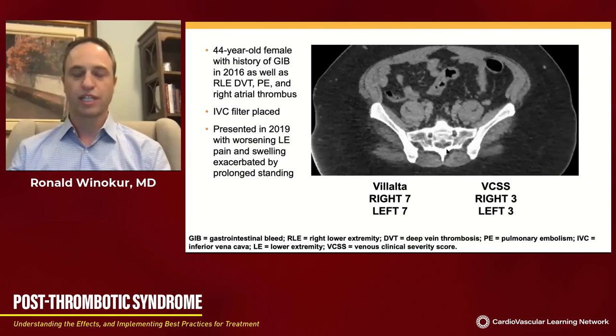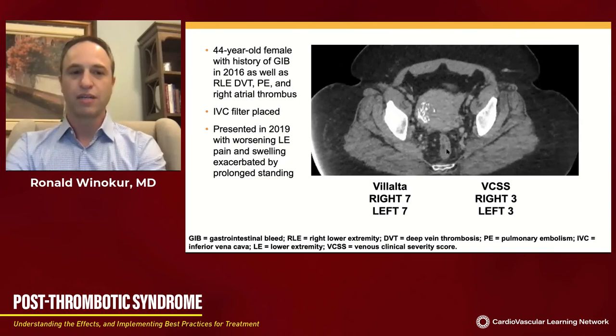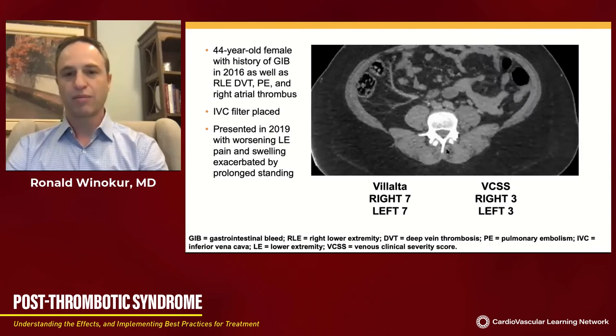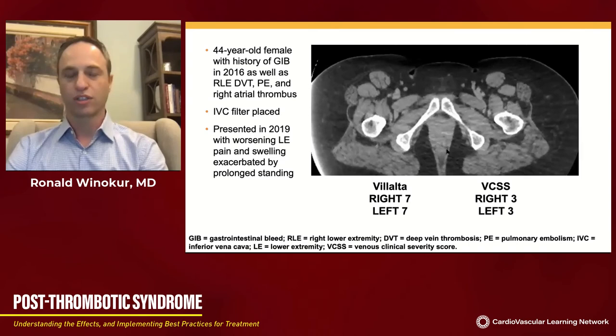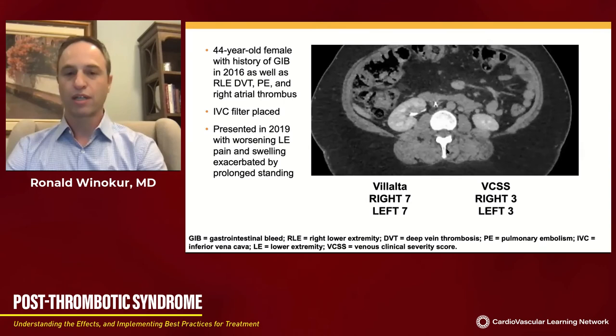So this is a 44-year-old female, history of GI bleeding in 2016, as well as a right lower extremity DVT and PE, as well as right atrial thrombus. At the time, because of the GI bleeding, she had an IVC filter put in and then returned as part of our IVC filter clinic follow-up 3 years later with worsening lower extremity pain and swelling, exacerbated by prolonged standing. Her Villalta scores in her legs were moderate, 7 on each side, and a VCSS of 3 on each side.